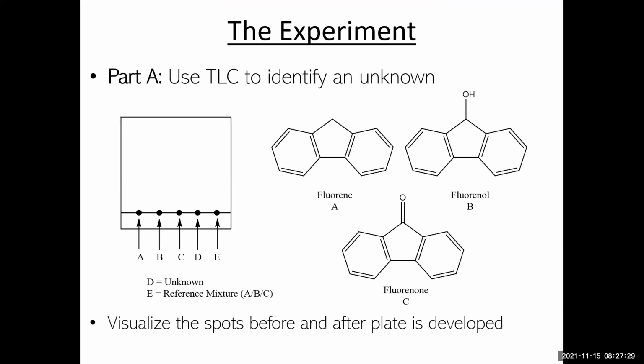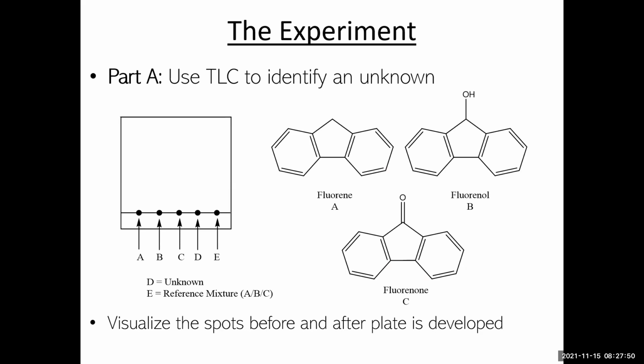Okay, let's talk a little bit more specifically about the experiment. There are 4 parts to the experiment, and we do it over 3 days in the lab. In the first day, we're going to do parts A and B. And part A is using TLC to identify an unknown.